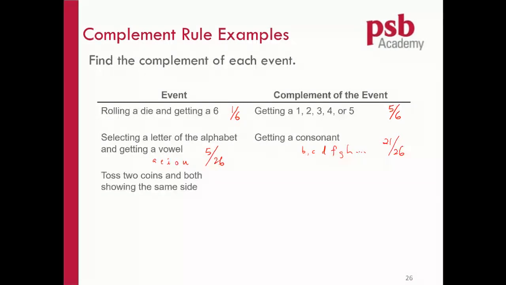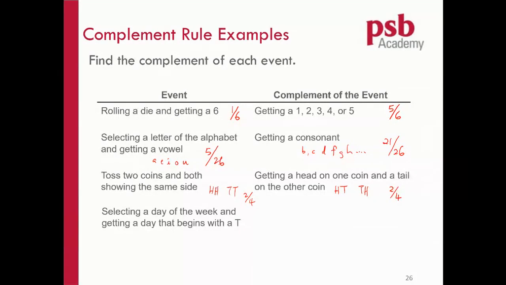You toss 2 coins, both showing the same side. Same side means either head, head, or tail, tail. So what will be the balance? It will be head, tail, or tail, head. So this will be 2 out of 4. This is also 2 out of 4. This happens to be the same.